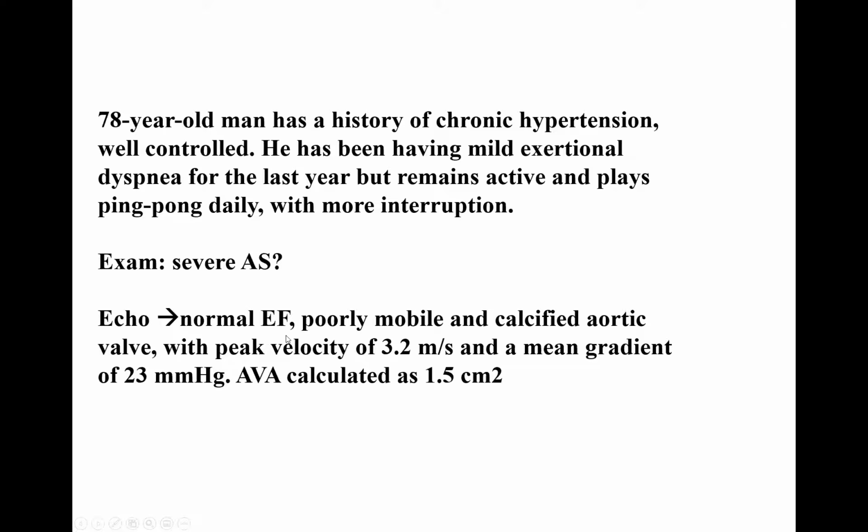On echo, he has normal EF, poorly mobile and calcified aortic valve with a peak velocity of 3.2 and a mean gradient of 23. Aortic valve area is calculated as 1.5. Anybody can tell me, by the way, what is severe AS on exam? What's the single most important feature to say severe AS on exam? Absent S2.